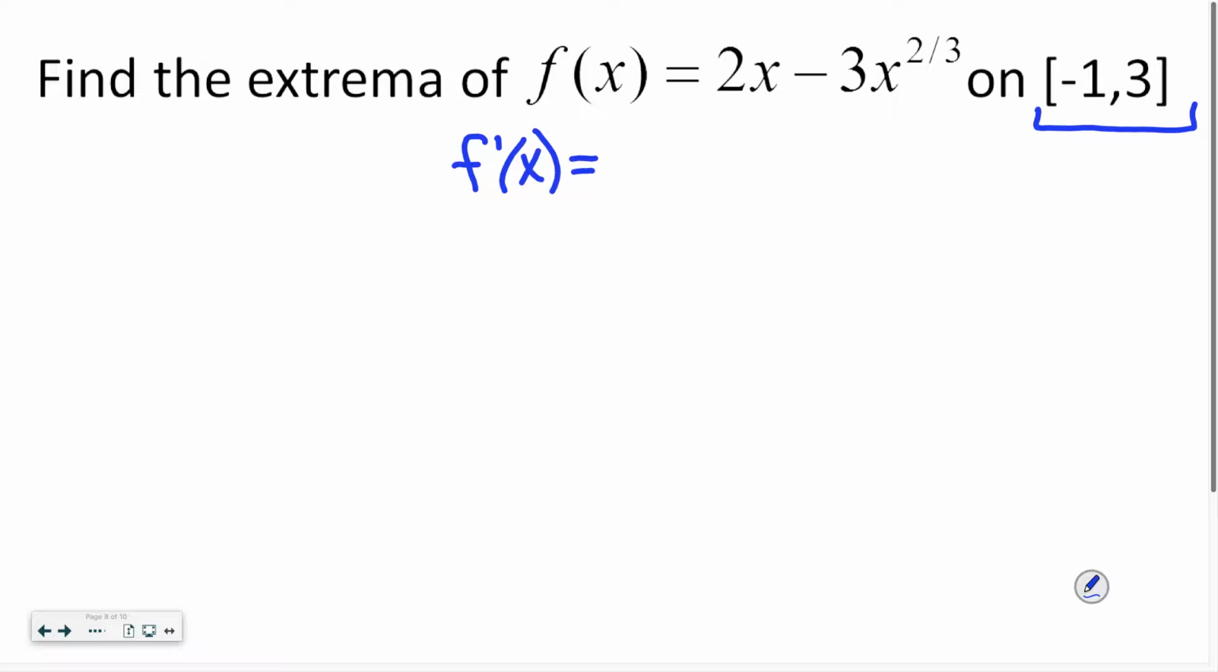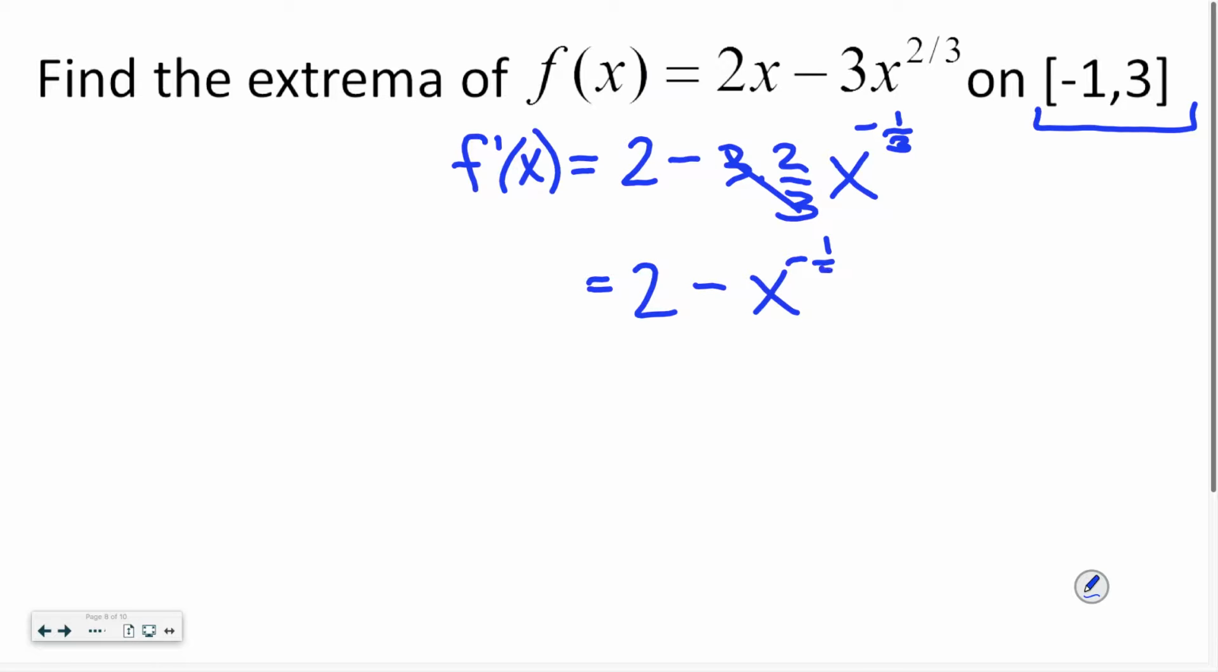Courtney, what is 2 minus times 2/3? X to the 1/3. Okay, so those 3 cancel, and we have 2 minus x to the -1/3. Right. There's a 2 there.